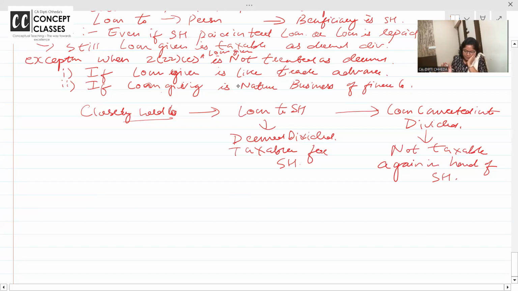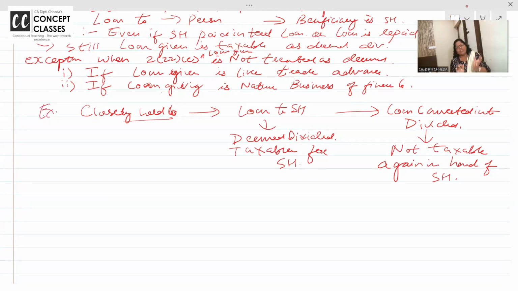Not clear? First you tell me this last example is clear or not. Private company has given loan to shareholder. So in the hands of the shareholder, is it taxable as deemed dividend? Yes. Even if shareholder is paying interest, even if shareholder is repaying the loan, still it is taxable as deemed dividend in the hands of shareholder.